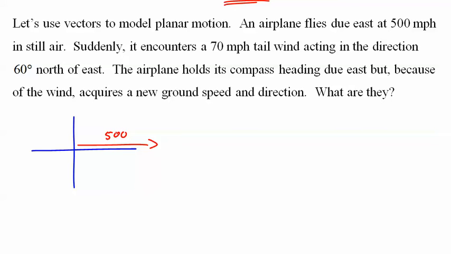Basically magnitude 500 at a 0-degree vector. There's a tailwind 60 degrees north of east. Well, if you don't know your compass points, you're going to have to figure them out sooner rather than later.